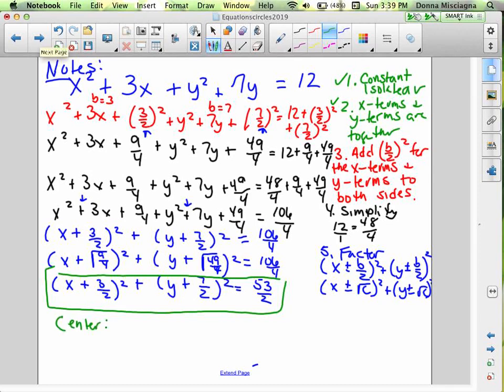Remember that this would be x minus a negative 3 halves squared plus y minus a negative 7 halves squared, because the minus goes with the equation. So if we see a plus, it's minus a negative, and then equals 53 halves. So the center is negative 3 halves, negative 7 halves, and I'm going to use the unreduced one to find the radius.